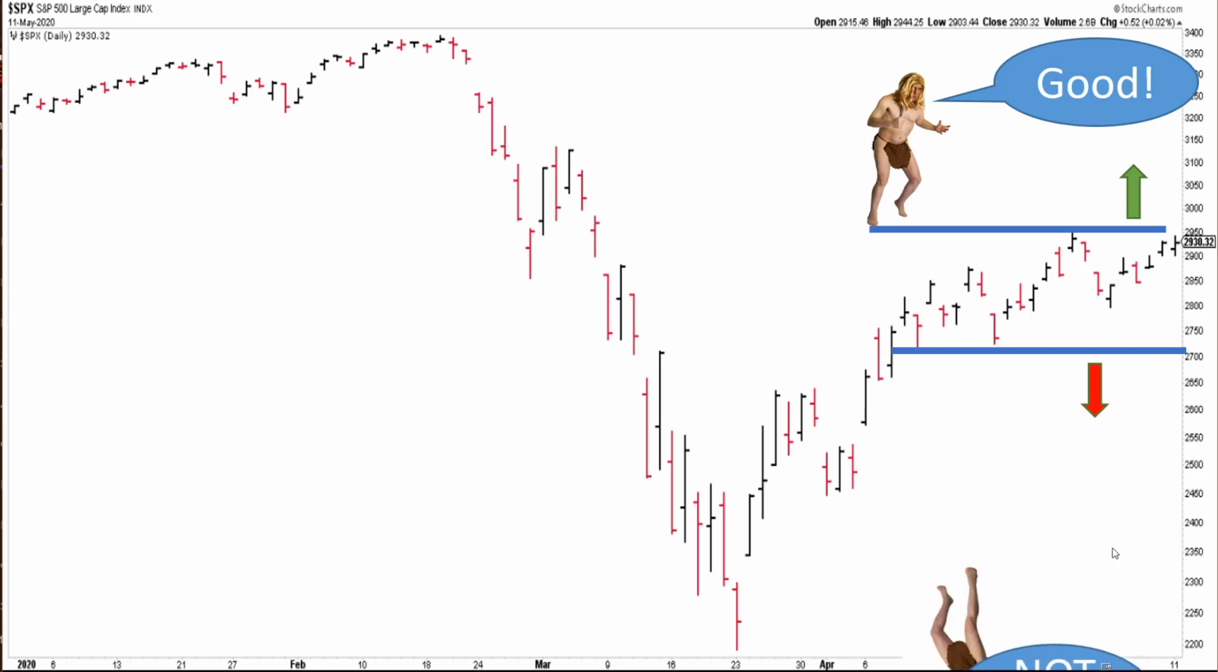And then, of course, if we break out the top and then break out the bottom, as I just discussed, that would also be, in Tarzan speak, not good.